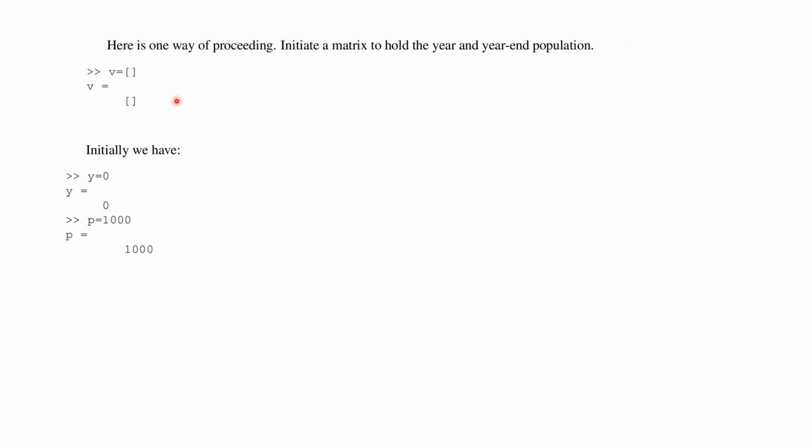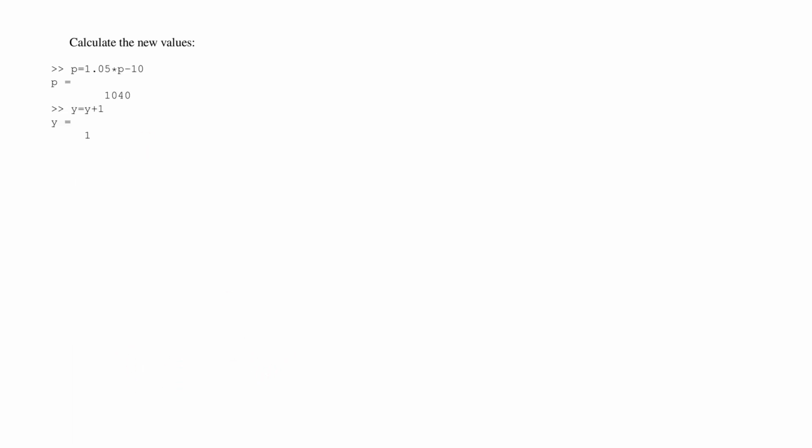We make an empty matrix. We specify that the year starts off at 0 and the initial population P is 1,000. And we put those into that empty matrix. Of course, we could have started with this matrix, but sometimes it's nice to have a fixed way of proceeding. So we make an empty matrix and we put these two values, the year and the population, into the empty matrix to initiate it. So we calculate the new values. The new value of the population increases by 5%, subtract 10 for culling, and increase the year by 1.